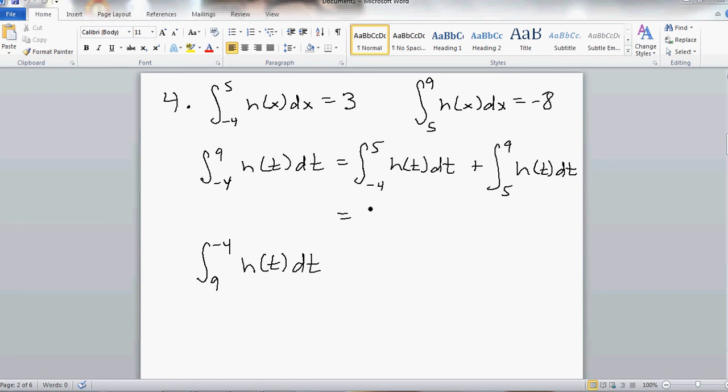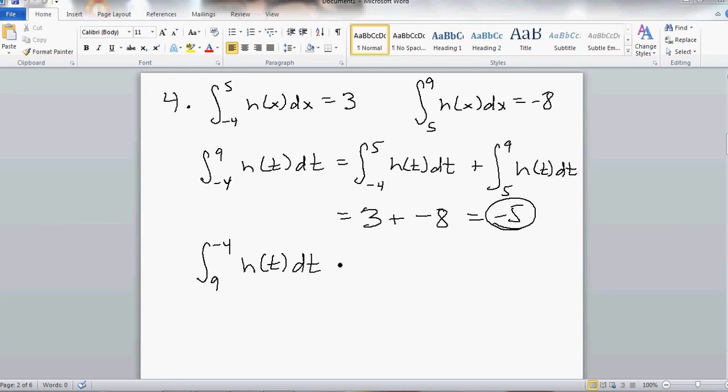According to what we know, the integral from -4 to 5 of h of t dt is equal to 3, and the integral from 5 to 9 of h of t dt is -8. And 3 plus -8 equals -5. So that's what that equals.